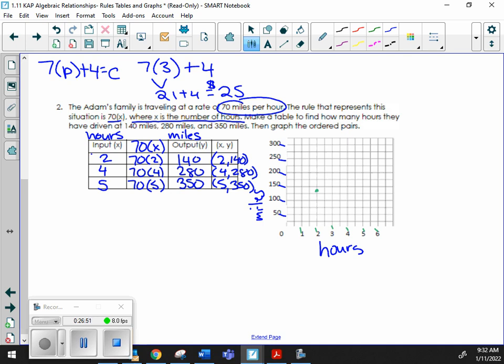4, 280, so I'm going to go to 250, and then a little bit more. Is it going to be before or after this middle line? After, because that middle line would be 275, so it's just going to be just above. And then 350. Oh, above the graph. Well, this is not a pretty graph. Let's pretend.